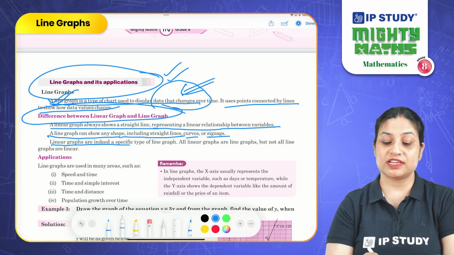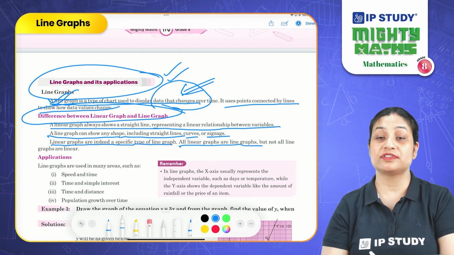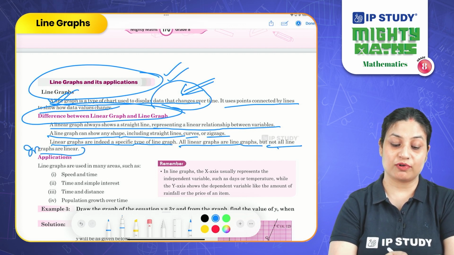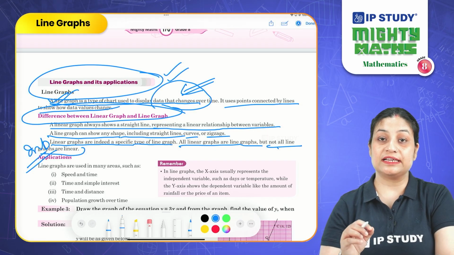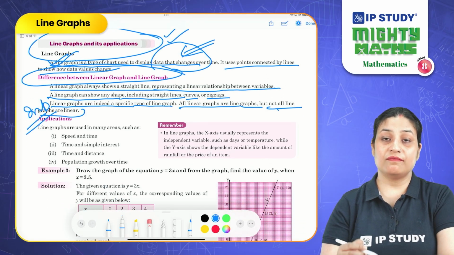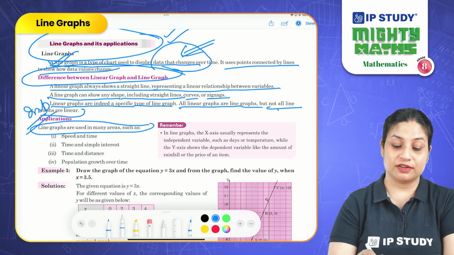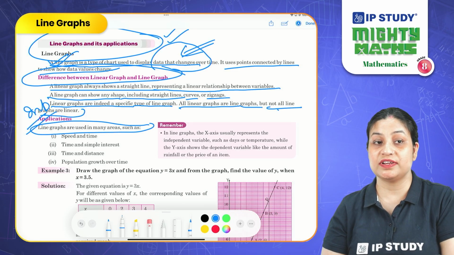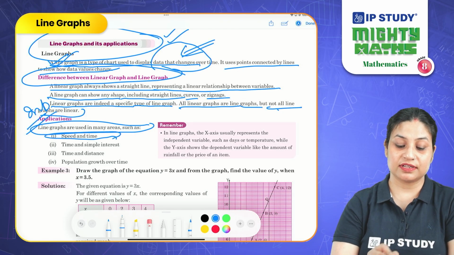So linear graphs are indeed a specific type of line graphs. All linear graphs are line graphs, but not all line graphs are linear. This is an important point. Okay, so this is all about linear and line graphs. Now, where will you find line graphs in your daily life, in your daily routine? We can see, in order to plot the relation between speed and time for a particular vehicle, we use line graphs.